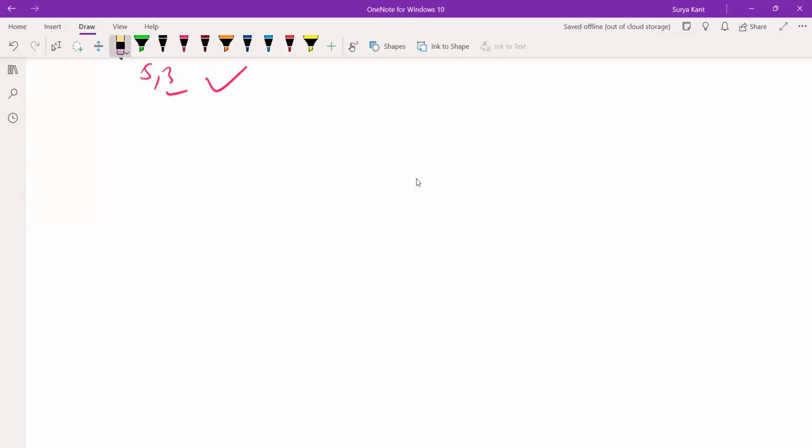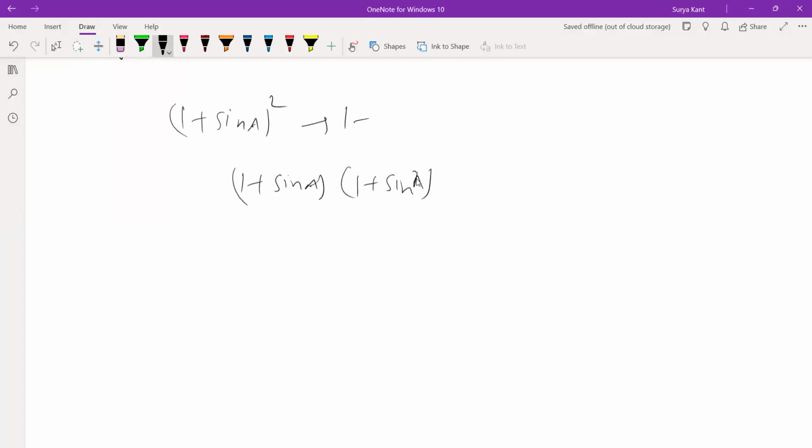Suppose in trigonometry, is there any trick? When 1 plus sine A whole square comes, should we use 1 plus sine A two times, or should we expand this? This is one question that will be there. What should we do, this one or this one? So this will come only with practice, depending on the question.